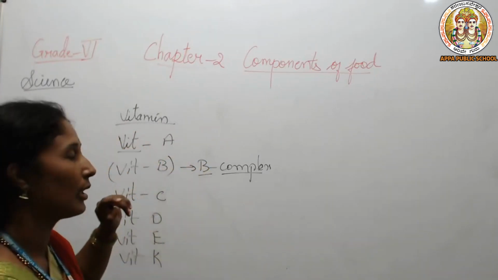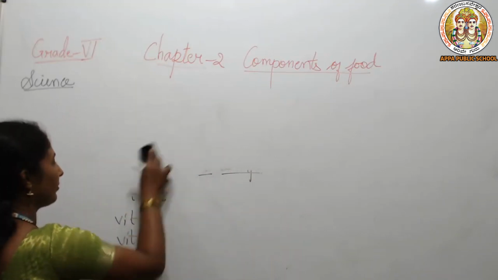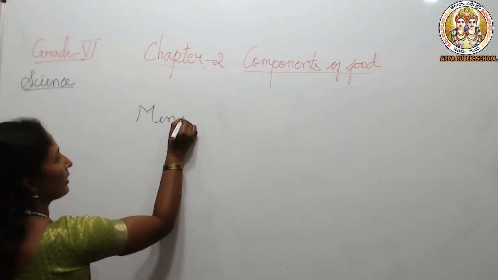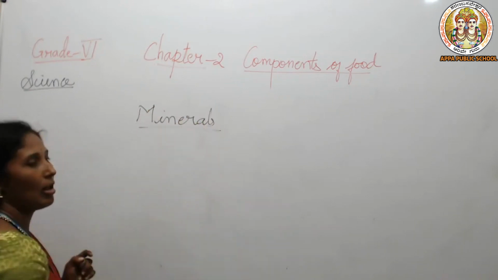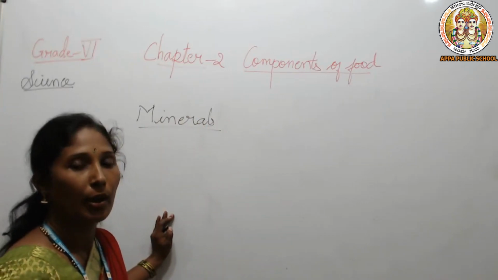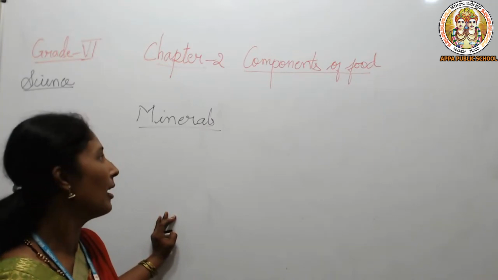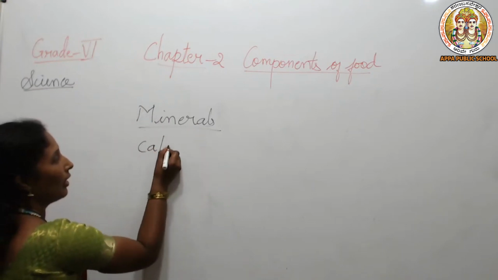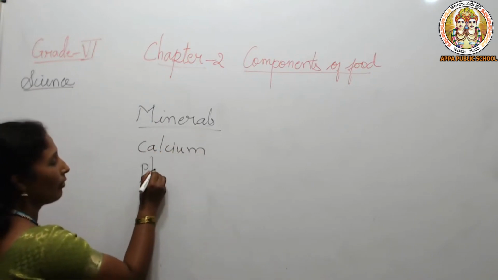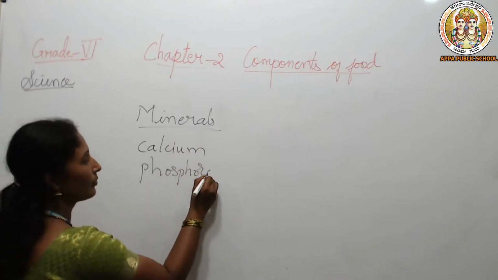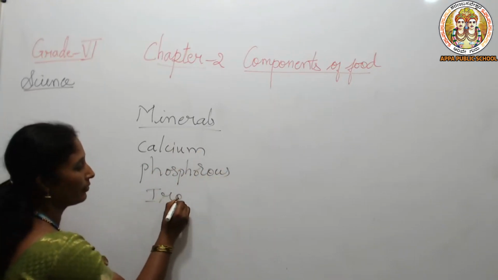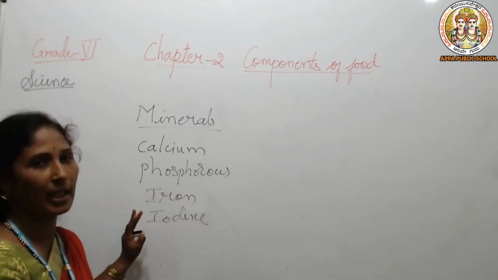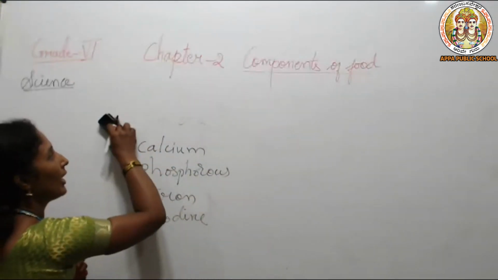The next nutrient is minerals. There are many types of minerals. These minerals are also required in very small amounts in our diet, but they are necessary for our body. Examples are minerals like calcium, phosphorus, iron, iodine, potassium. There are many minerals; we will see them later.